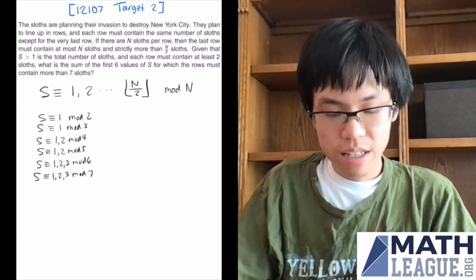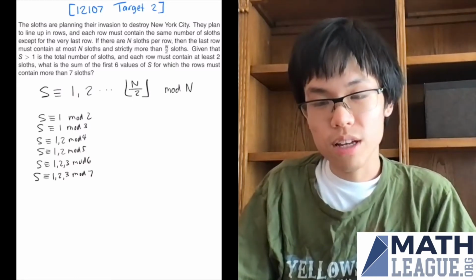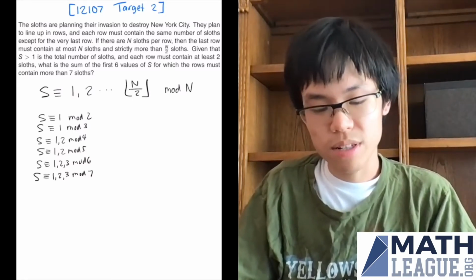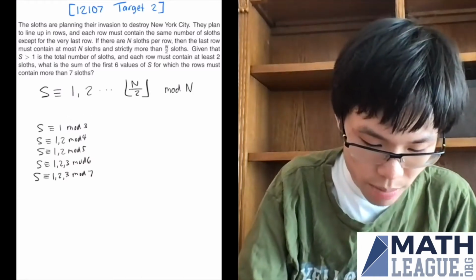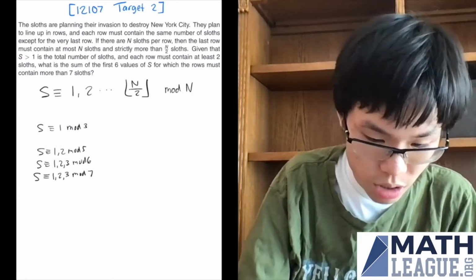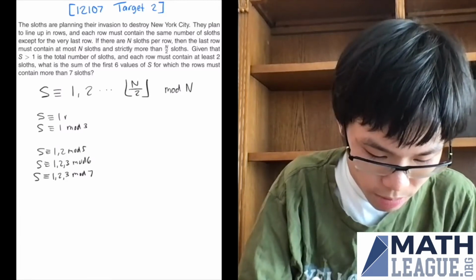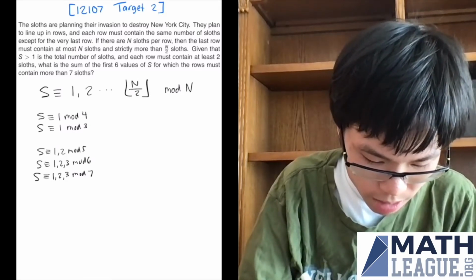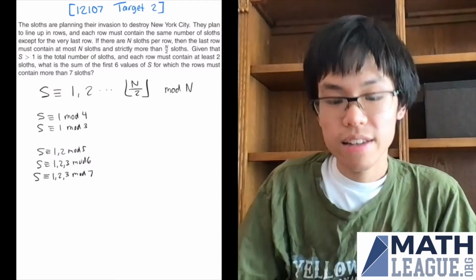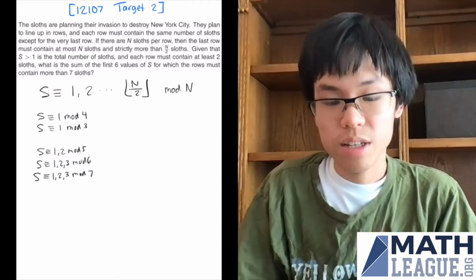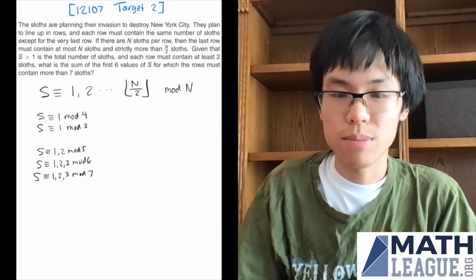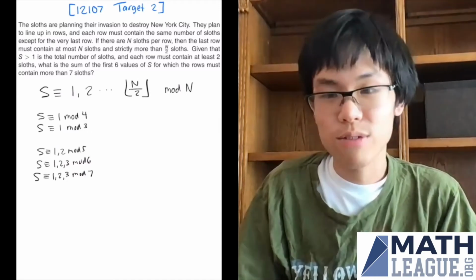If a number is 2 mod 4, then it would be even, but we said it was going to be 1 mod 2. So that basically means we only have to worry about if S is congruent to 1 mod 4. If S is congruent to 1 mod 4 and S is congruent to 1 mod 3, then we must have S be congruent to 1 mod 12.